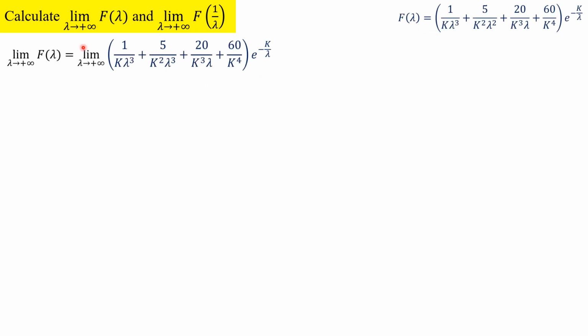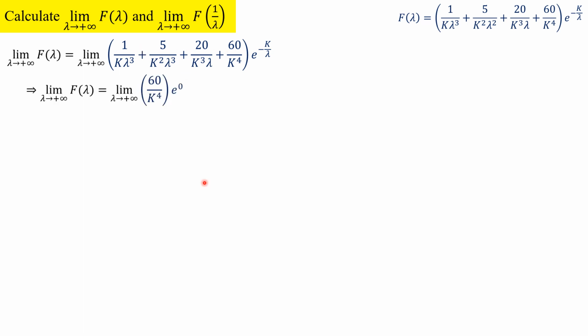Okay, so next we have to calculate the limit as lambda tends to infinity of f of lambda and the limit as lambda tends to infinity of f of 1 divided by lambda. So this is our f of lambda that was given to us. The limit as lambda tends to infinity of f of lambda is the limit of everything here, because this is f of lambda.